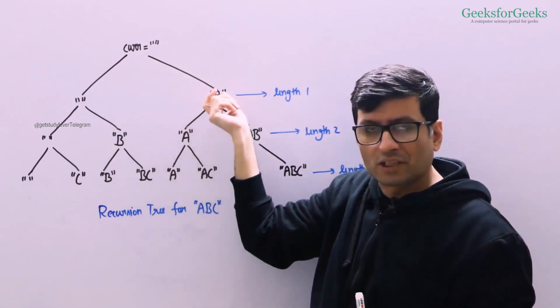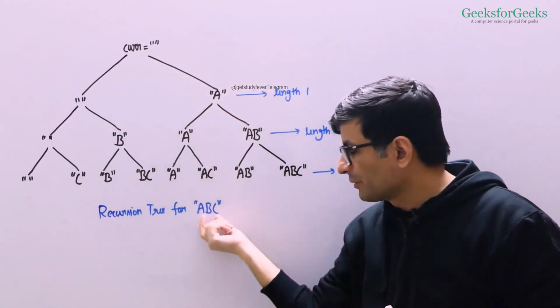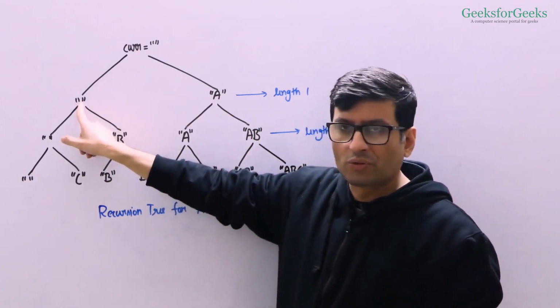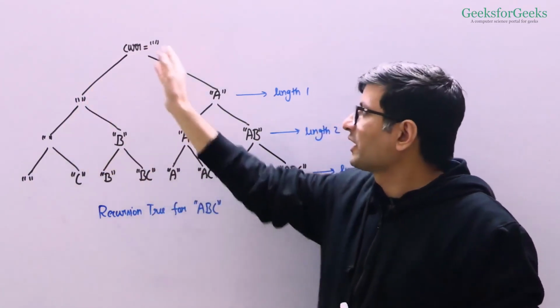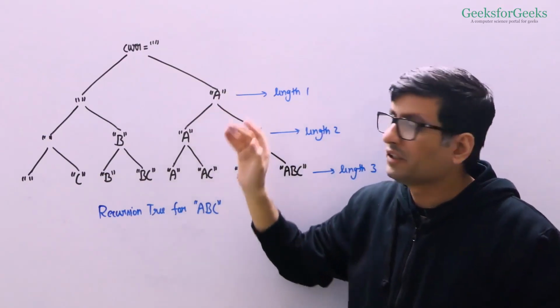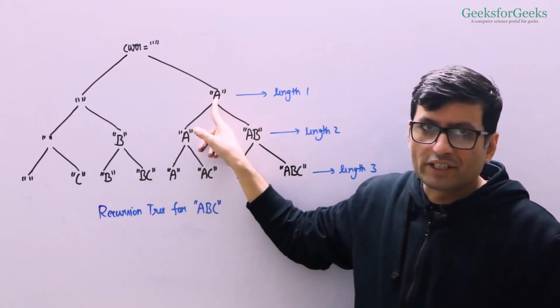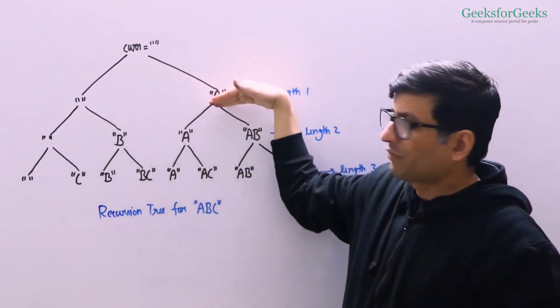Now we are going to consider our first character A of string ABC. And what are we going to do? We are going to consider two cases. This side is always don't include and this side is always include in this tree. So we don't include A, we keep the string empty. We include A, we make it A. Now we have subsets for length 1.